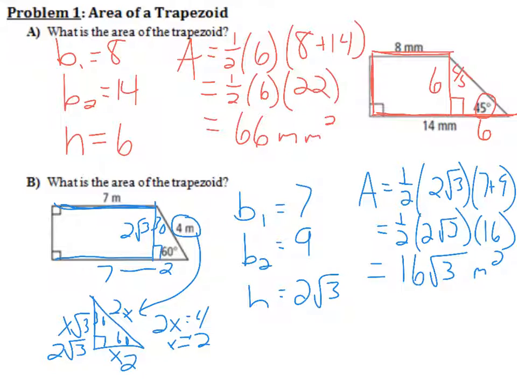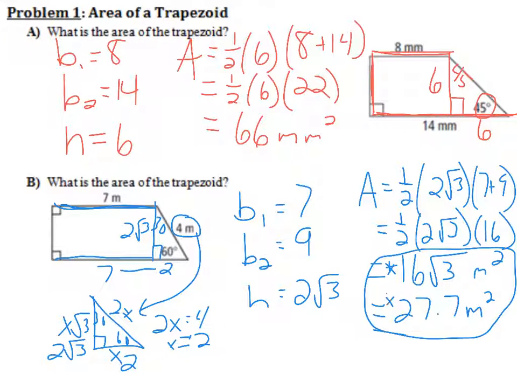meters squared. If I want to round it to a decimal, I can say that that is about 27.7 square meters. So depending on how they want the answer given, it could be one of these two answers. The simplest radical form is the top, decimal form is the bottom.